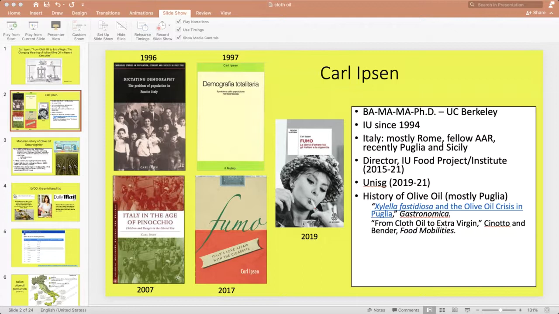As I say, I've been working on the history of olive oil. I have one publication already on the current situation, which I'll talk about if there's time, on the Xylella fastidiosa blight that has devastated the region, that came out in Gastronomica. And then I have the historical piece that's due out in a volume called Food Mobilities, edited by Simone Cirotto from your university and Sam Bender from the University of Toronto.